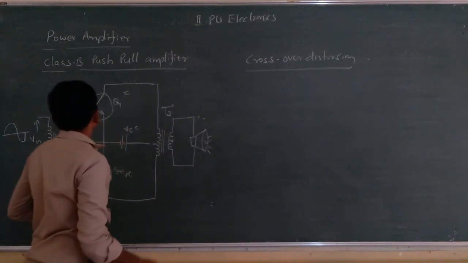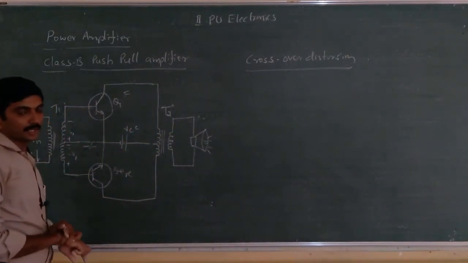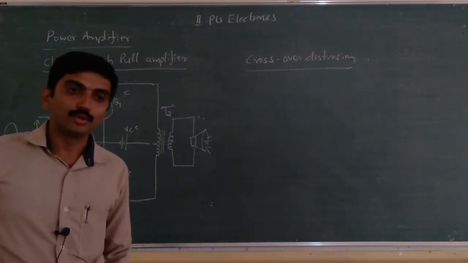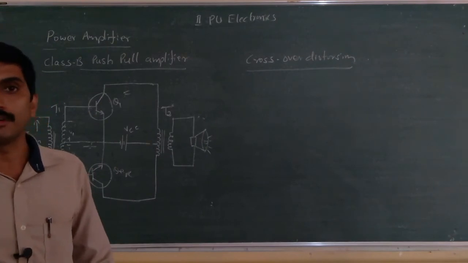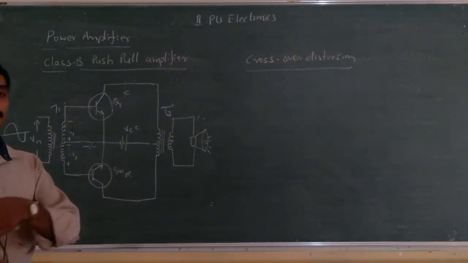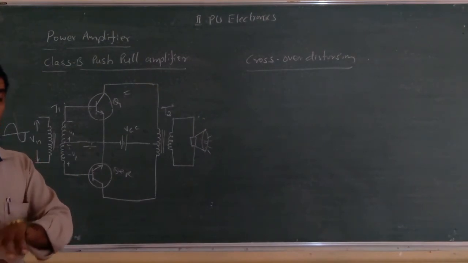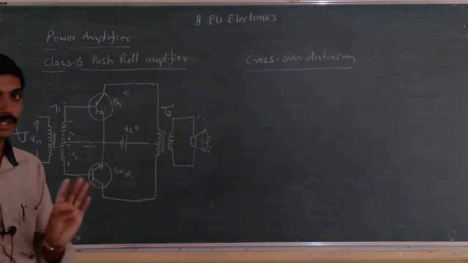See, to forward bias the emitter base junction of any transistor, it requires 0.3 volt of input voltage, or 0.6 to 0.7 volt for a silicon transistor. VBE is 0.7 volt for silicon and 0.3 volt for germanium. That means only if that much voltage comes at the input will it be forward biased, otherwise it will not.